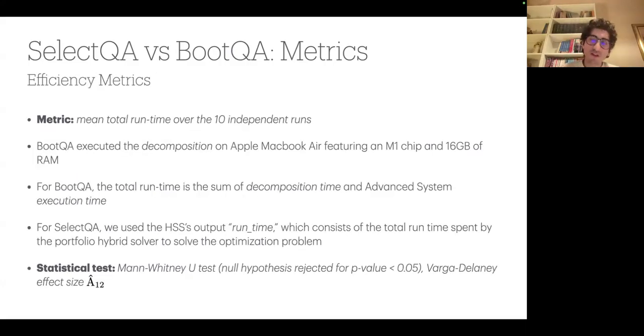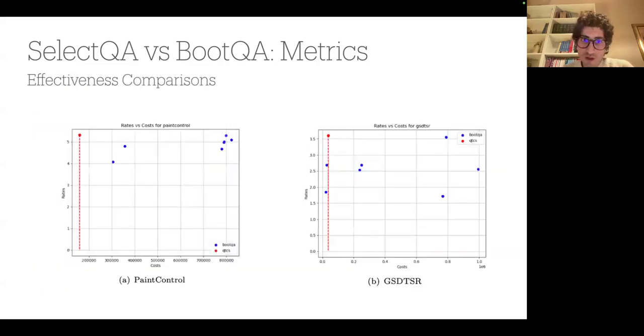The efficiency metric is the same as before. We just have to say that regarding BootQA, the total runtime for a single execution is given by the sum of the local classical decomposition time and the execution time of the Advantage system QPU. And we also statistically analyzed these results.